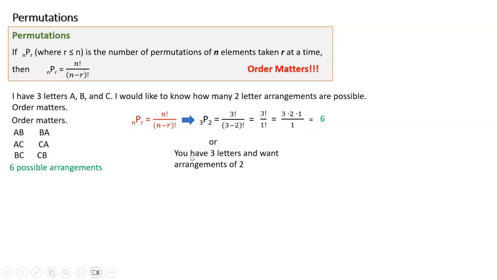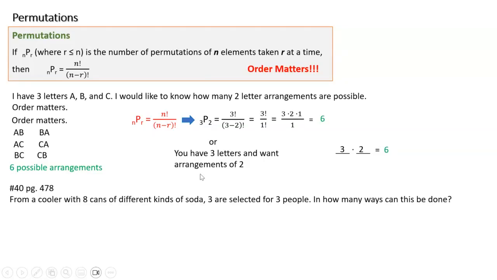Or you can do it this way, right? So you have 3 letters and you want arrangements of 2. So you're going to put 2 slots. There can be 3 in the first one and 2 in the second one. The answer is 6. At times, guys, this is easier to understand than the formula, but it's up to you.